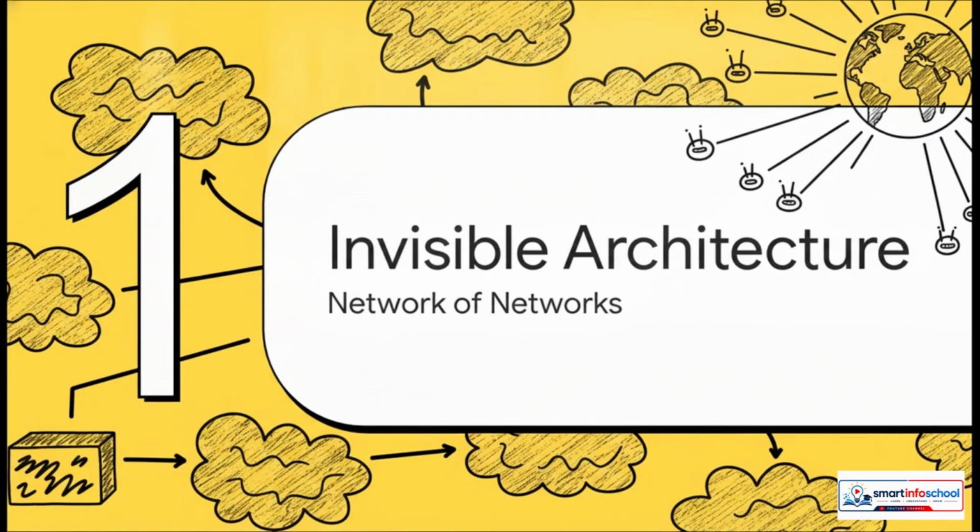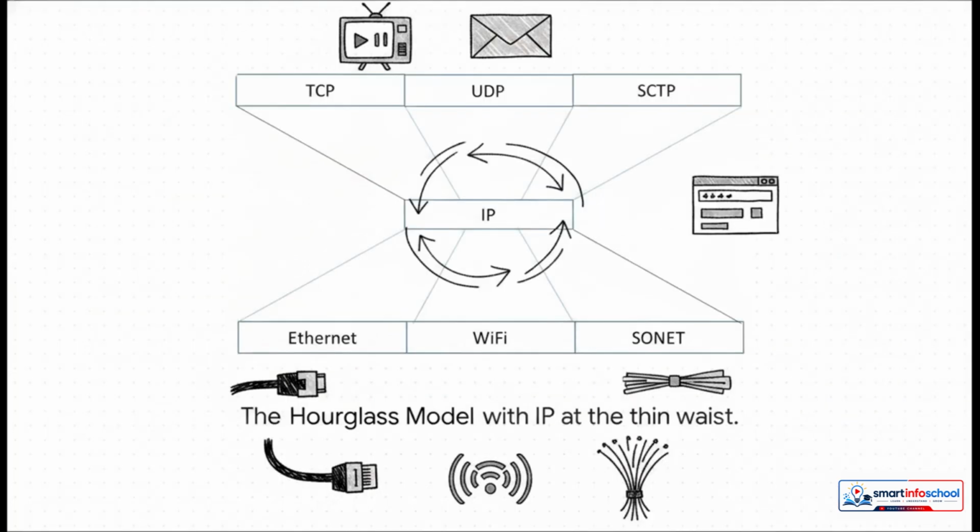Starting off with Section 1, the invisible architecture. So, taking a 30,000-foot view here, the internet isn't actually just one giant homogeneous network. It's really a massive global collection of independent networks, often called autonomous systems, that are all stitched together by routers. This foundational architecture dates way back to the early days of DARPA and the ARPANET, and it was specifically designed to handle brand new types of networks as they popped up over time.